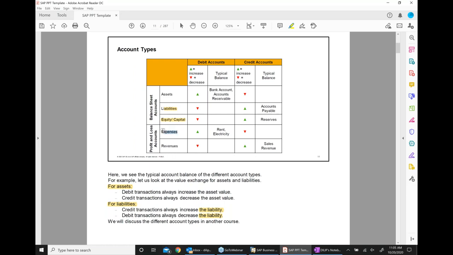Then you might have different kinds of expenses. Expenses could be whatever. Those expenses are part of profit and loss accounts. Then you have different revenues. And these different revenues are part of profit and loss accounts. Okay? So that is what these different account types basically mean.